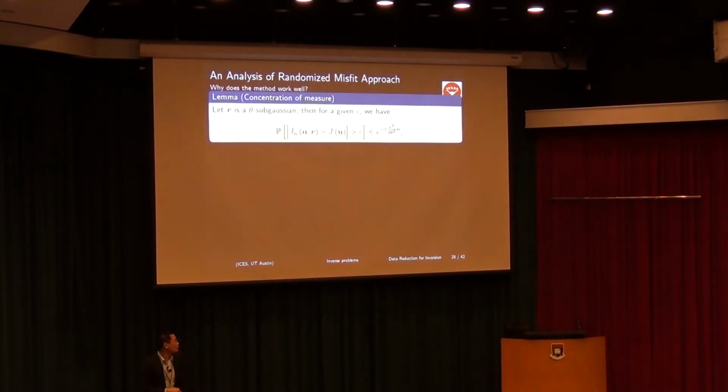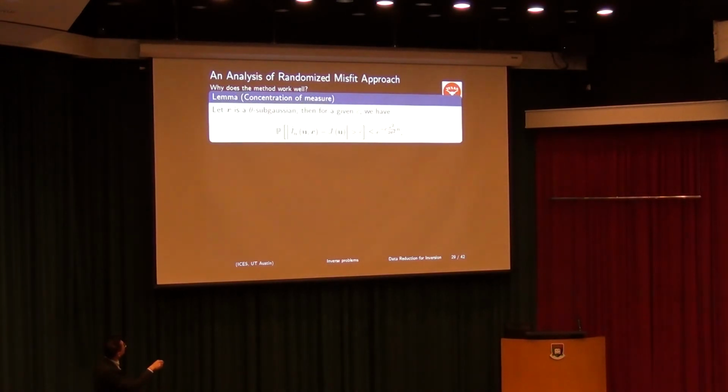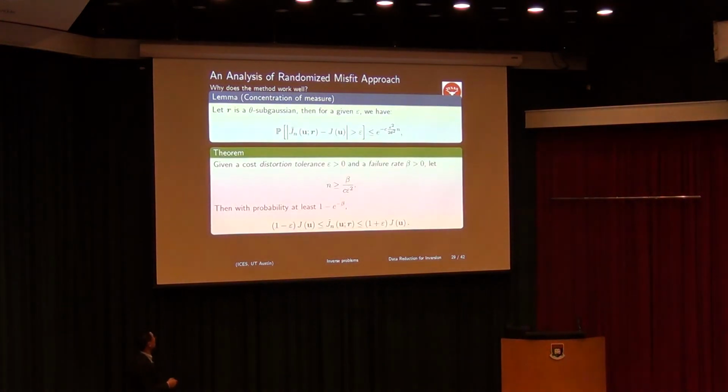So we combine these two, and we can prove a couple of things. We can show that the probability that your reduced cost function, compared to the original cost function with high-dimensional data, is epsilon away from the original decays exponentially. That's important. In particular, we can show that our nonlinear cost function is epsilon away from the original cost function with high probability.